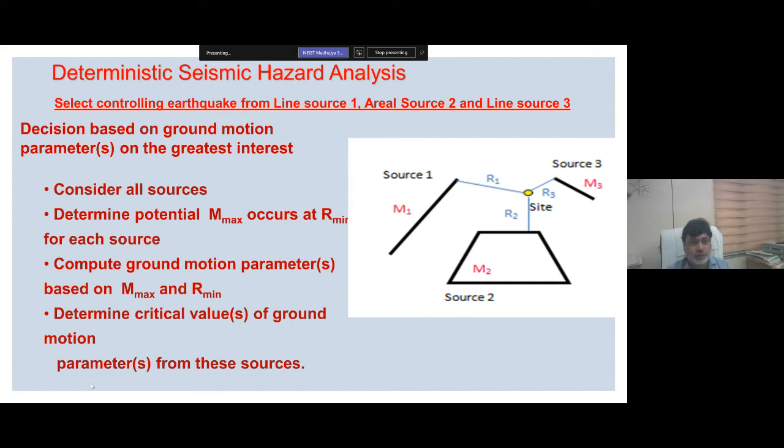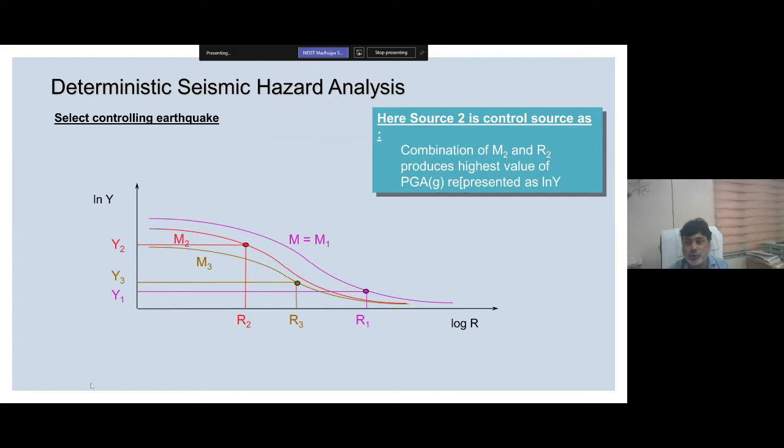So we consider all sources, determine the potential maximum magnitude earthquake at the minimum distance, and compute ground motion parameters with respect to M max and R minimum. That is, whether the maximum earthquake magnitude at a given epicentral distance can have an impact from the hazards, and we determine critical values of the ground motion parameters from the sources. In this way, we can take various magnitudes, but we determine a controlling combination, and you have to decide a control source.